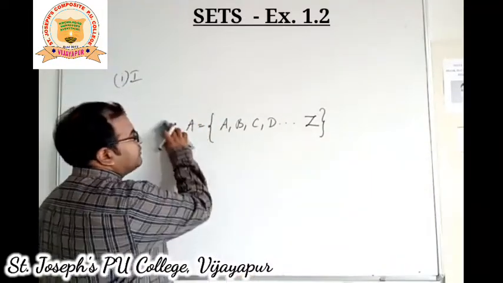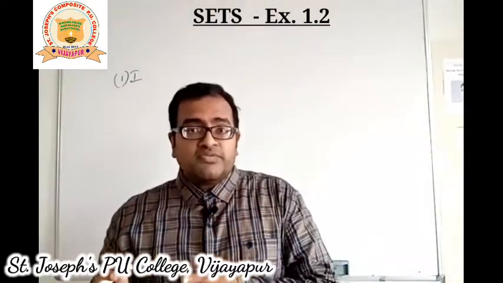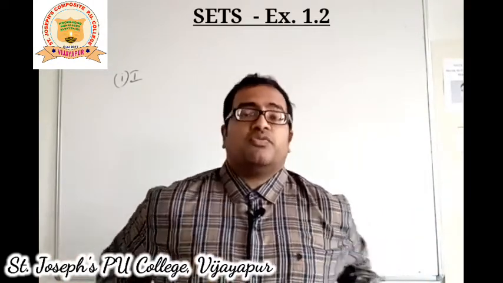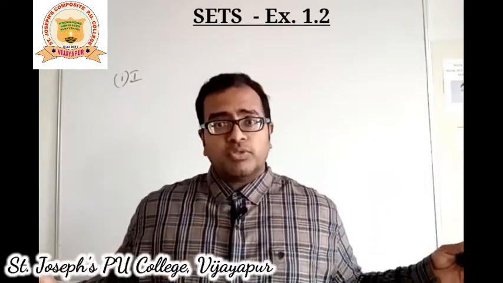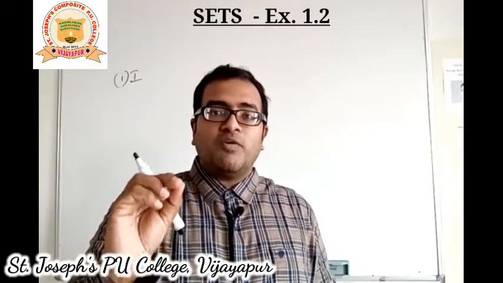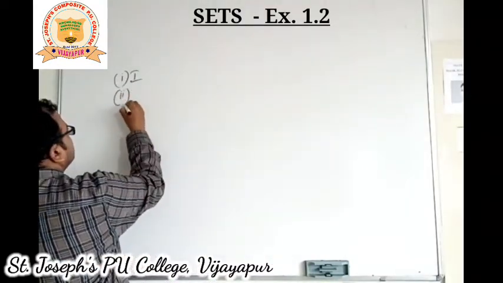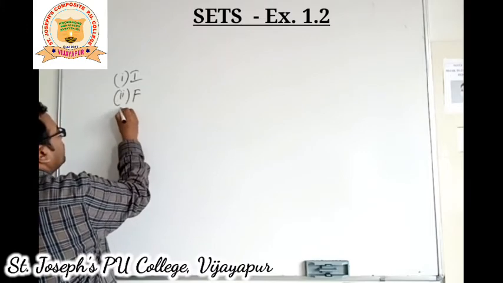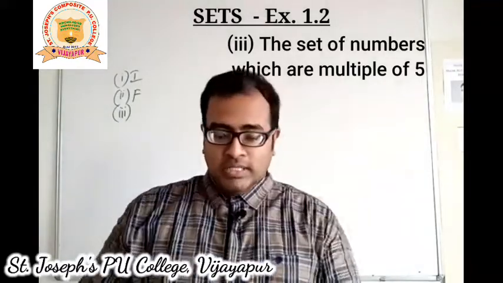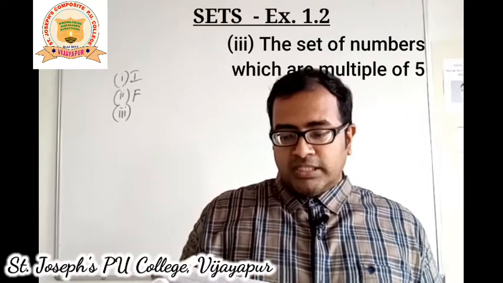If you can say how many elements there are, that means it is finite. It may be a big one. For example, natural numbers from 1 to 10 crores. There are a lot of numbers. So it's a huge set, but it is finite because we can say how many elements there are. So the second one is finite because we know the number of letters exactly. Let's go for the third sub question. The third sub question says the set of numbers which are multiples of 5.